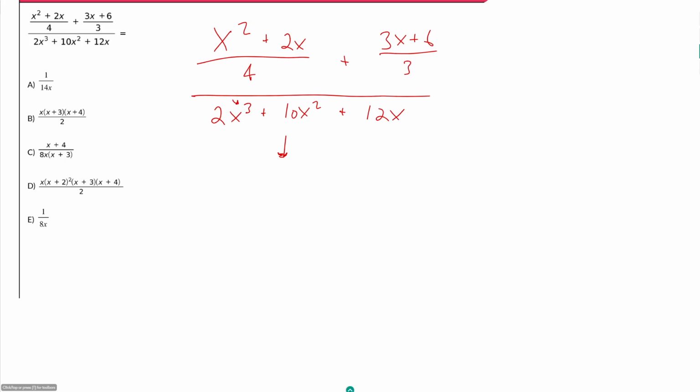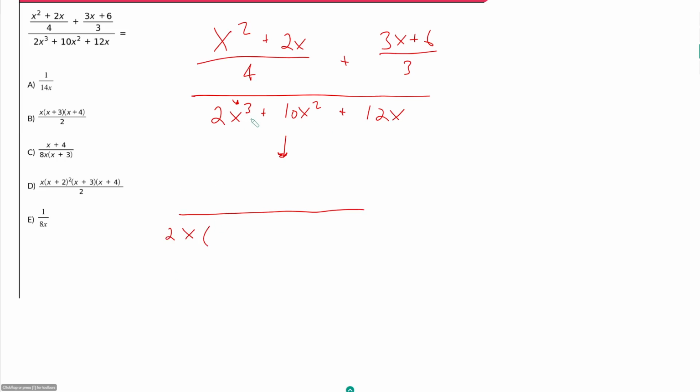This might look like a quadratic here, but I have this x cubed here. From our previous video, we know that quadratics take the form ax squared plus bx plus c. So it might look like a quadratic, but I need to get rid of this power of 3 here. The most obvious thing I can do is factor out an x. Really, I can factor out a 2x, because 2, 10, and 12 share a 2, and all of my terms share an x. So I'm going to factor out a 2x.